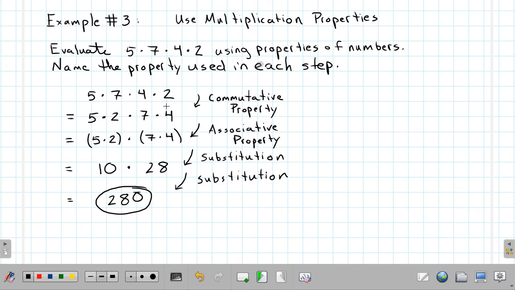But examples 2 and 3 here are showing you how you can use the commutative and associative properties to rearrange the terms and group the terms in different ways to where you can multiply them or add them together in a little bit easier way. And then you might not have to rely on a calculator. Okay. Now that's it as far as the examples and the notes for this section.